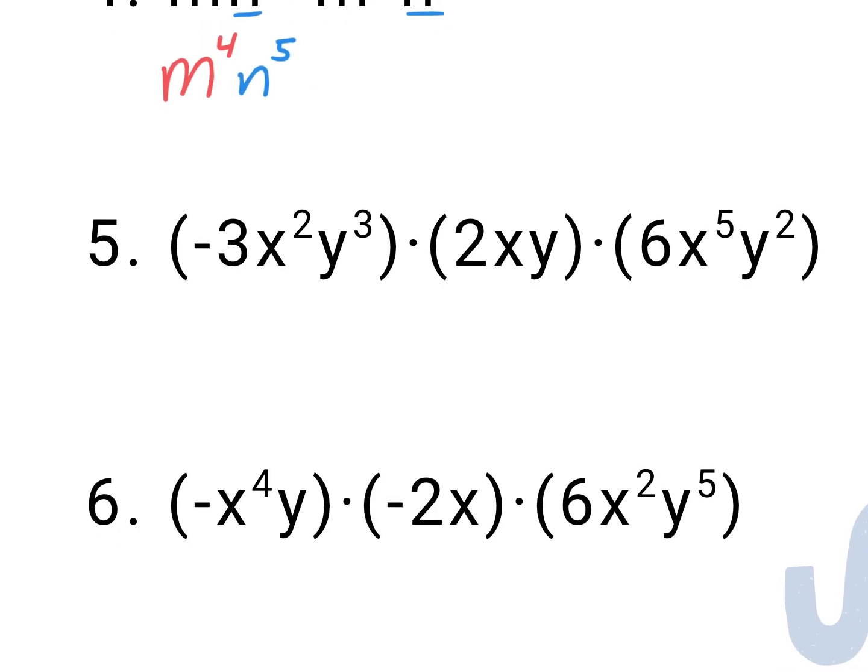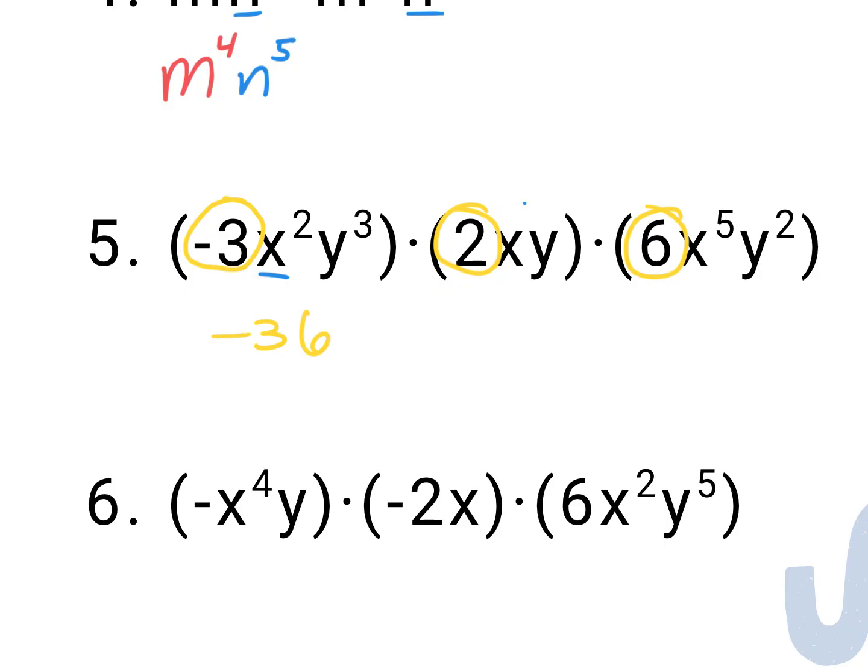Are we still multiplying here? Yep, we're still multiplying. If there's a raised dot in between, you're multiplying. If there's just 2 parentheses stuck together, you're multiplying. So this just happens to have 3 different things. So I'm going to use my coefficients first. Negative 3 times 2 times 6. What's negative 3 times 2? Negative 6 times 6 is? Perfect. Negative 36.